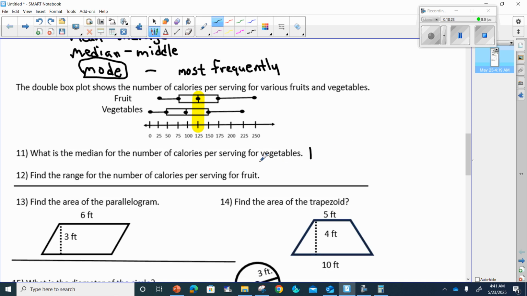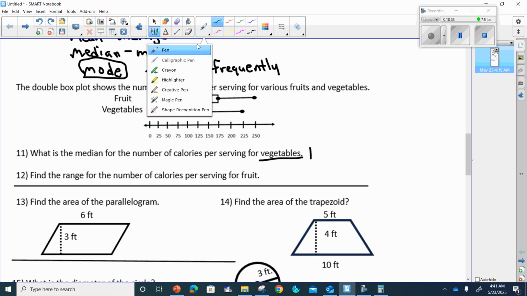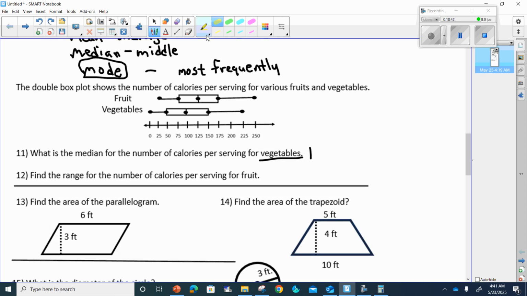Oh, I'm sorry, it said vegetables, and it almost made a classic mistake there. Going for the wrong one. So if we're talking vegetables, the one I really want is 100.